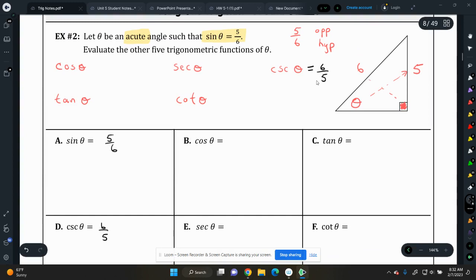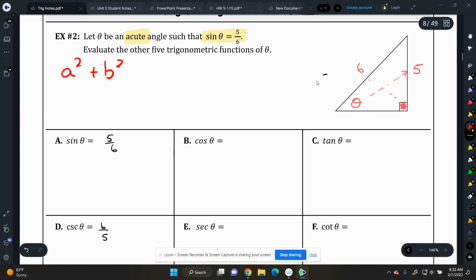In order to find cosine, what do I need? The adjacent side. And do I know the adjacent side? No. So we need to figure out that other side. How do I do that? Yeah, there you go. Pythagorean theorem, right? Geometry came back to haunt you. All right, Pythagorean theorem. That's a squared plus b squared equals c squared. The c is the hypotenuse.